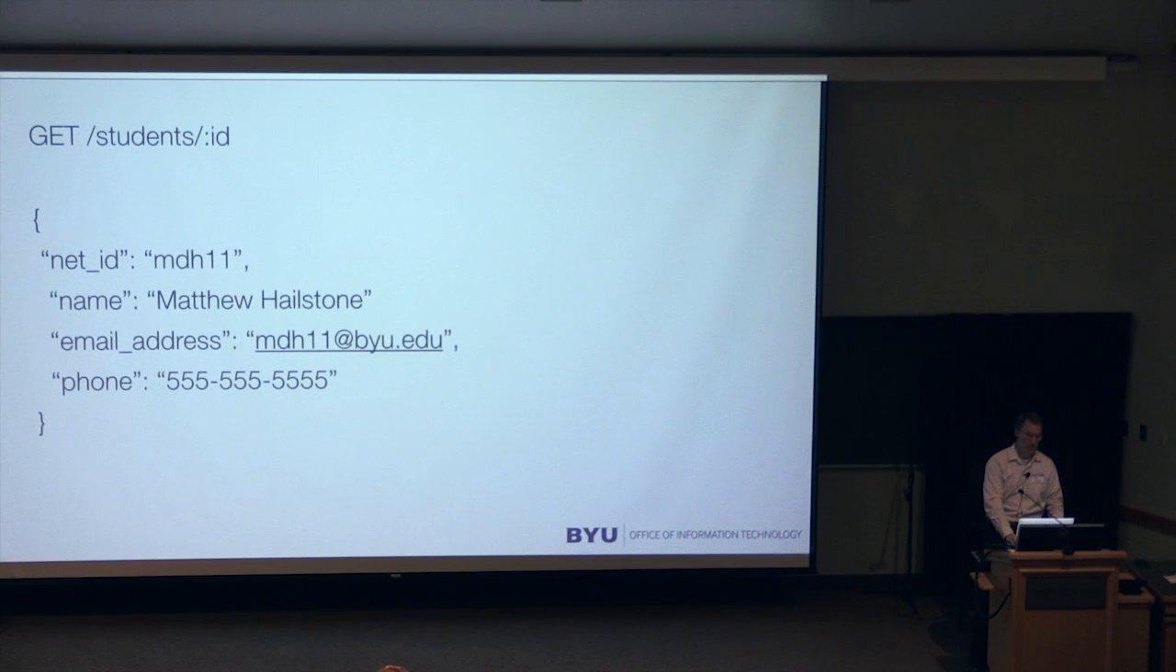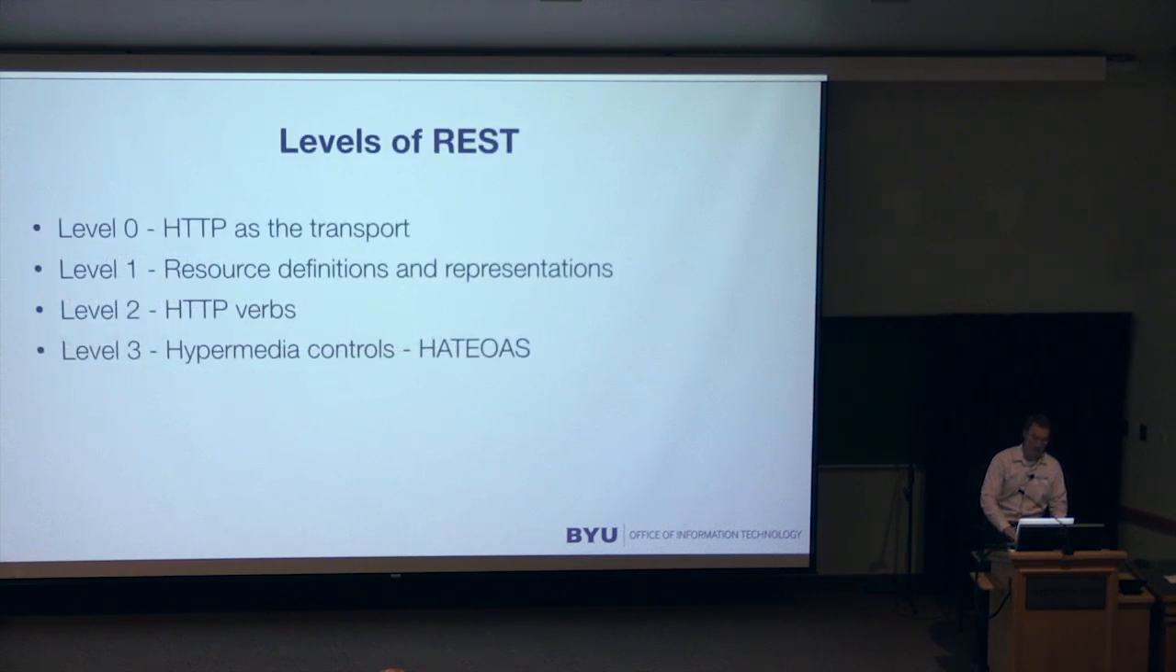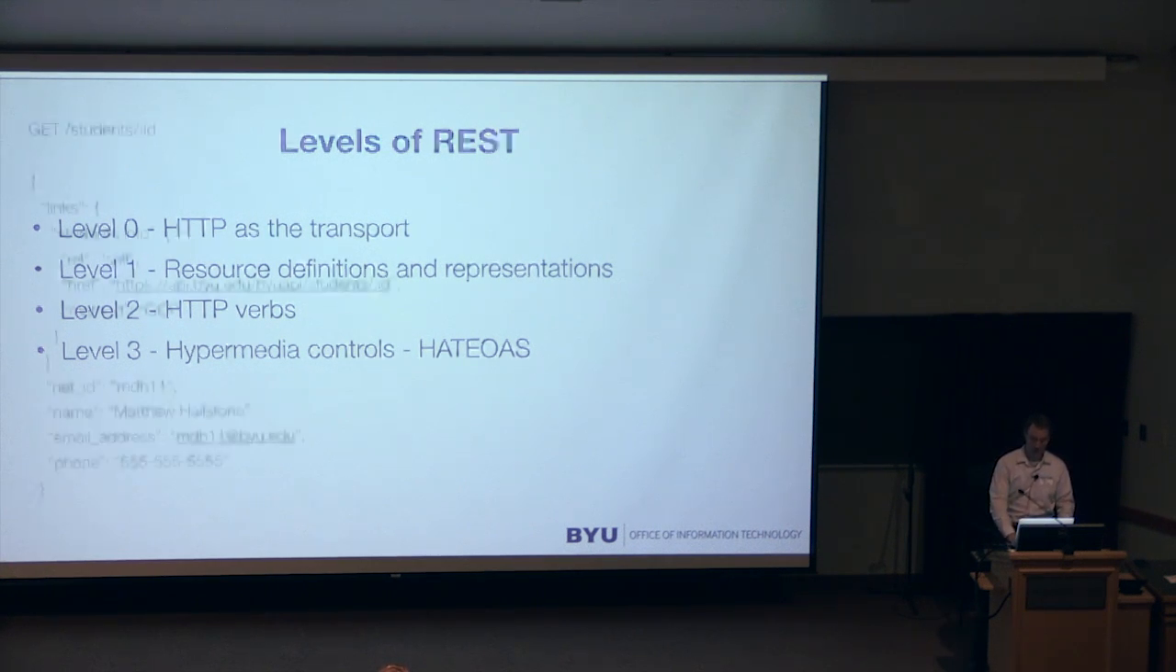So here, when we do our retrieval on our students ID, we get this resource that's mapping that resource to the HTTP method GET. The last level in the levels of REST in the Richardson maturity model is using hypermedia, or HATEOAS links. So you've got hypermedia and HATEOAS that's driving the application state. Hypermedia as the engine of application state is what HATEOAS represents.